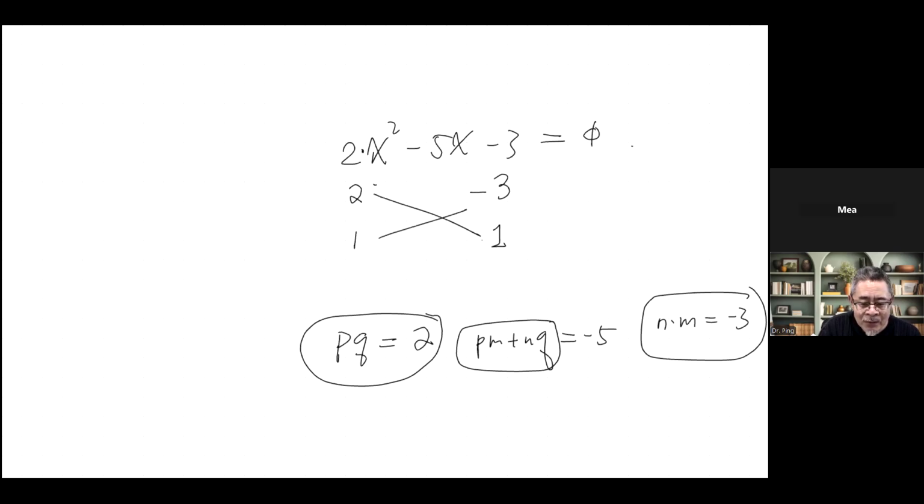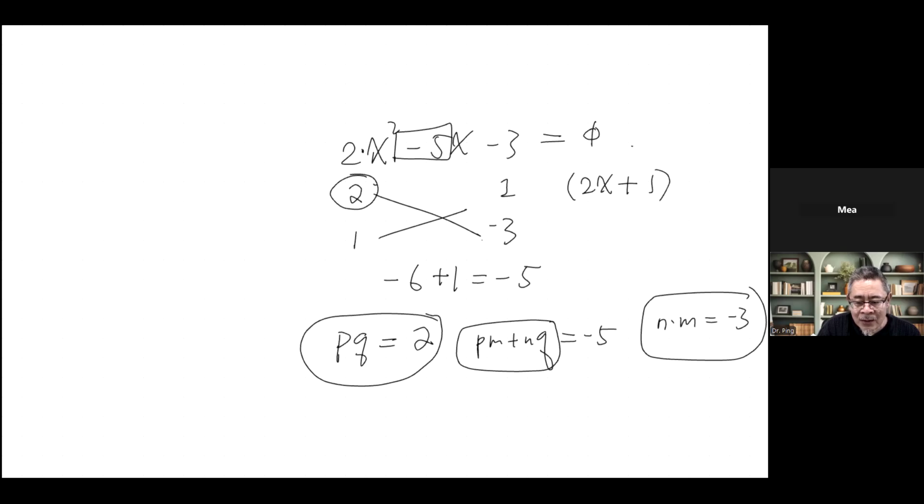But we notice that if we swap it, it becomes 1 and -3, and then 2 times -3 is -6, 1 times 1 is 1, so it's -5, which is exactly what's in the middle. So therefore, we can rewrite this as 2x plus 1, right? This is 2 here, times x minus 3.